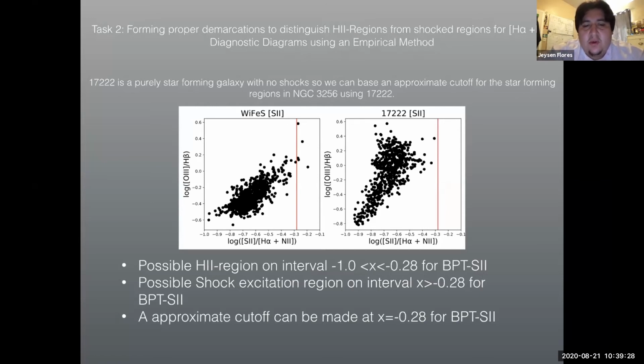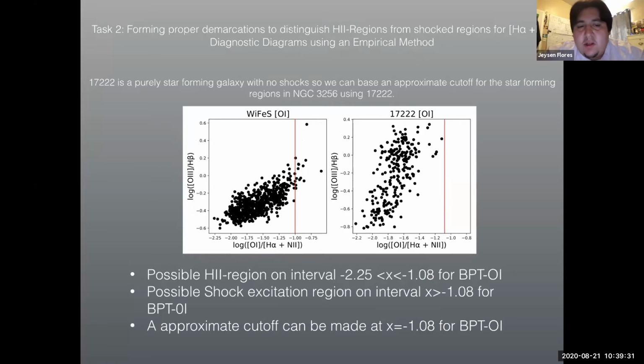Here we applied it for the oxygen 1 emission line, and we can see similarities in the 17222 cutoff, but this cutoff is at x equals negative 1.8. So we can see that there's H2 gas in our wide field spectrograph data, and there are shocks. Knowing where these shocks are is important. So we now have to take a look at the Hubble Space Telescope data.